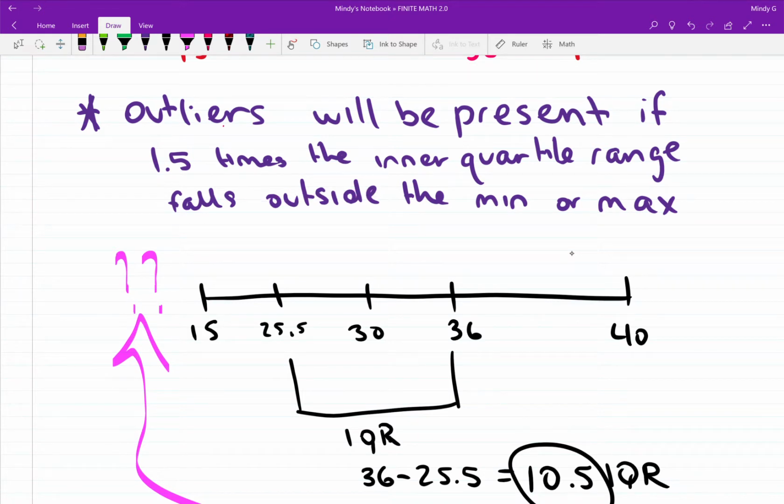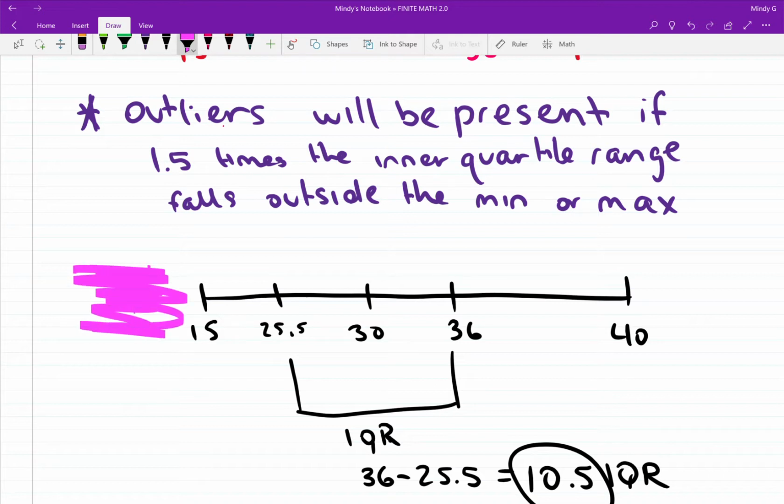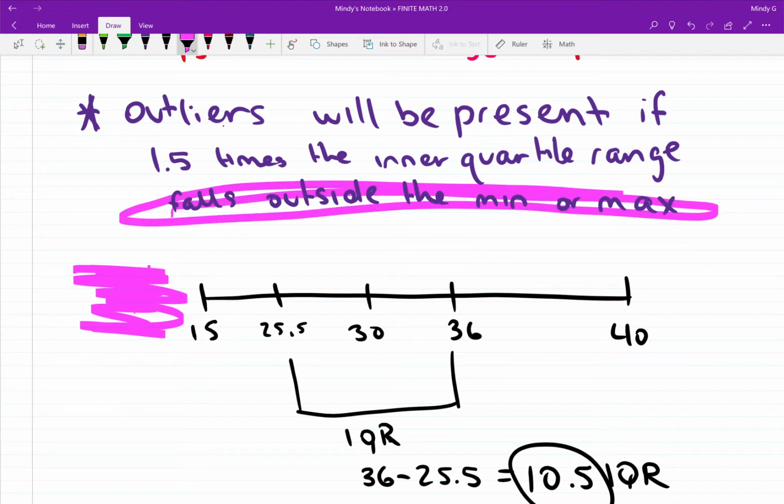Which means, because the 9.75 is over here, 15 is within it, so we do not have an outlier. Do y'all understand what I'm saying? I always struggle with this problem. Okay, look at the Q3.